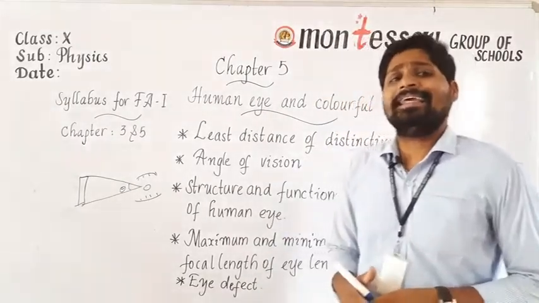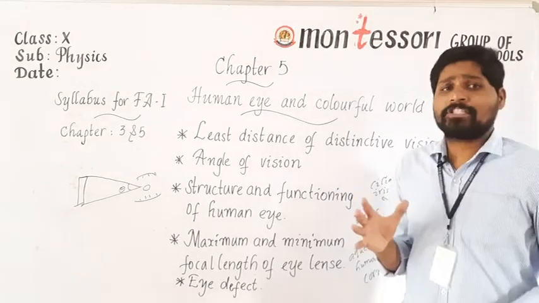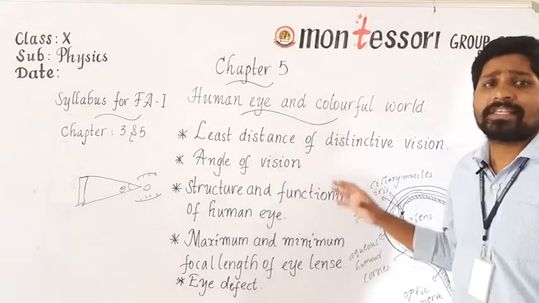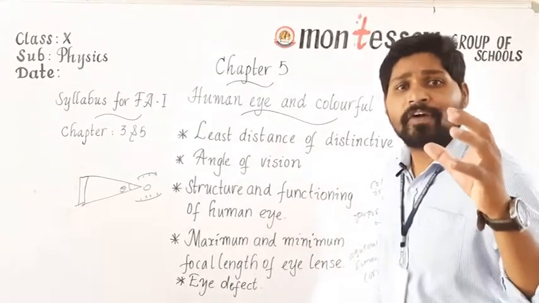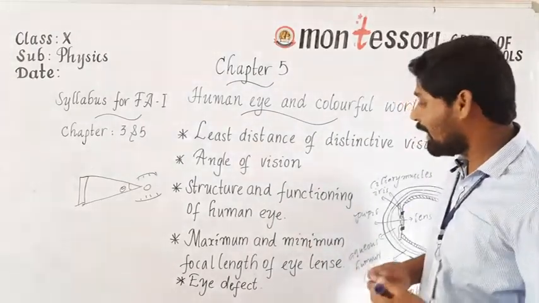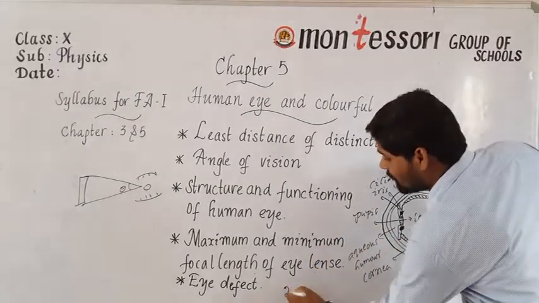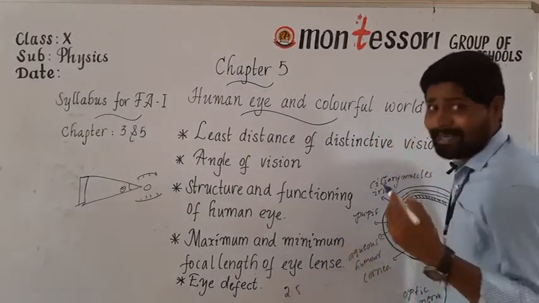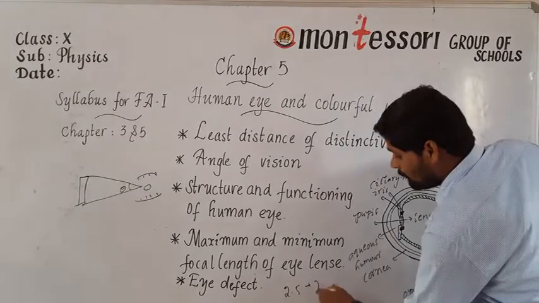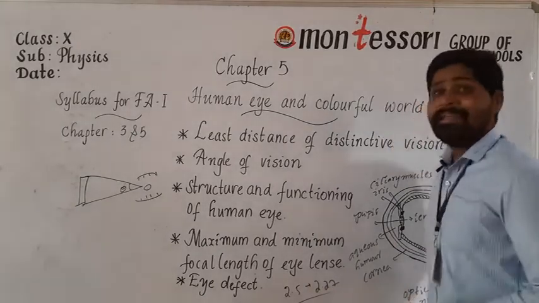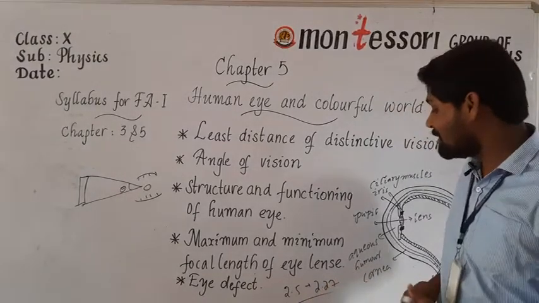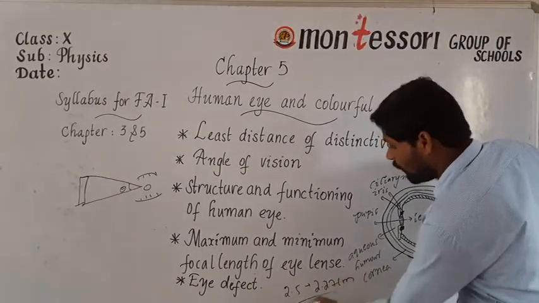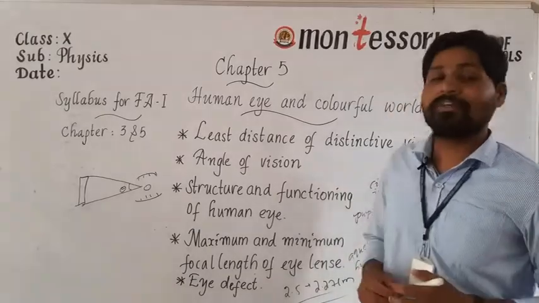Sir, is there any limit for the maximum and minimum focal length of the eye lens? Yes, we have. The maximum focal length of the eye lens is 2.5 centimeters and the minimum focal length of the eye lens is 2.27 centimeters. So as to get the image exactly on the retina, the eye lens should maintain its focal length between 2.5 and 2.27 centimeters.